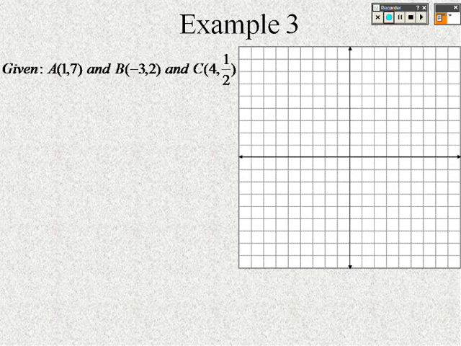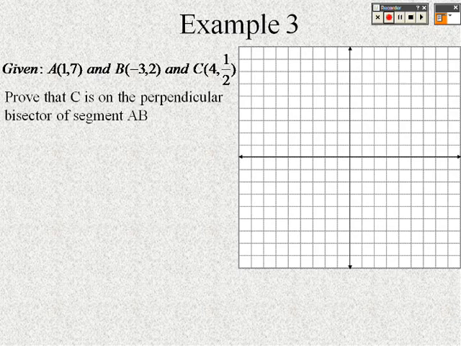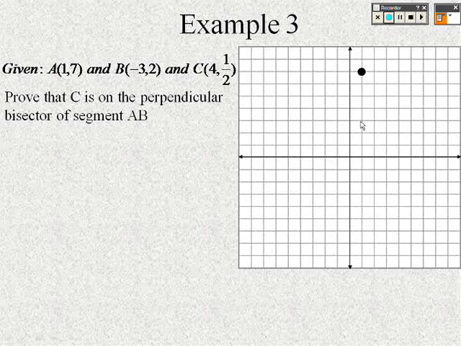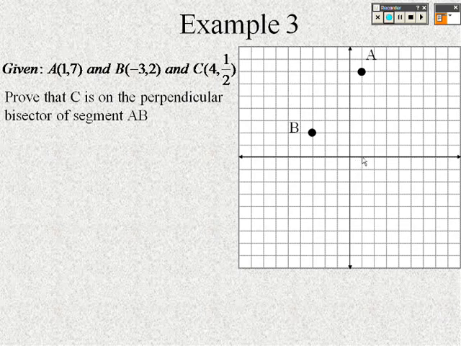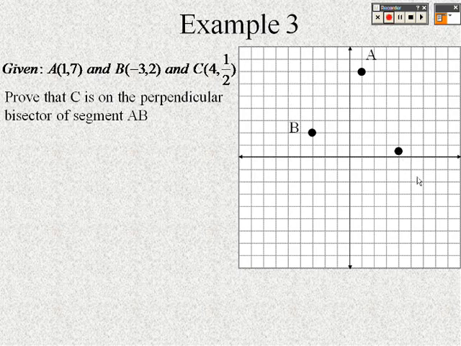So taking a look at the graphs again, we're given points A, B, and C, so I'm going to plot those. Prove that C is the perpendicular bisector of segment AB is what we're going to try to prove. So 1, 7, right? 1, 1, 2, 3, 4, 5, 6, 7 is right there. 1, 2, 3, 1, 2. There's point B. And then we're trying to prove that C is right in the middle. 1, 2, 3, 4.5. Right there. There's C.